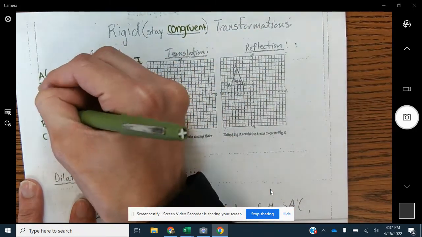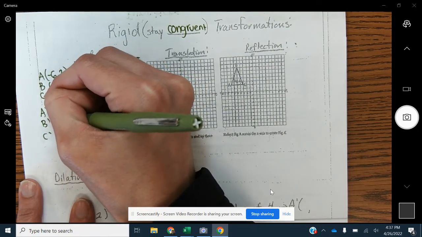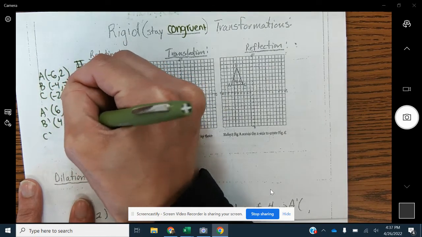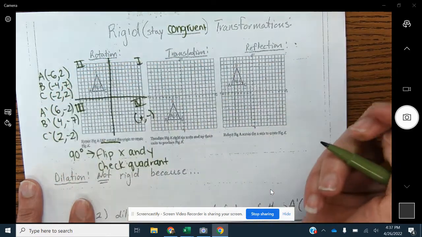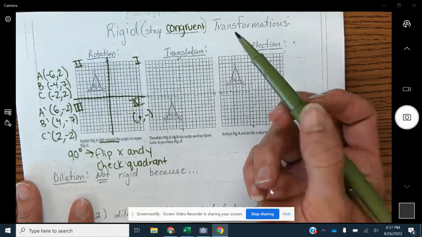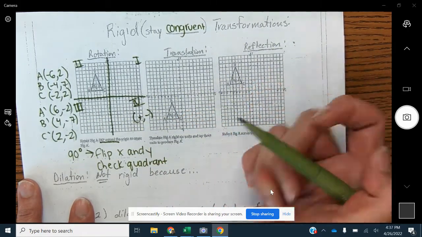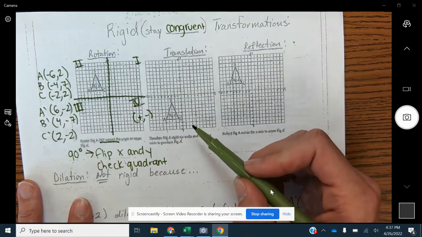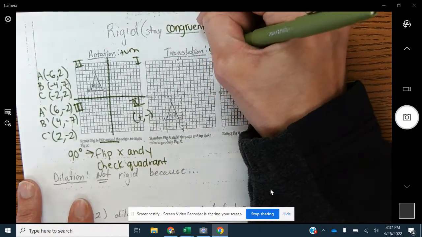So that means for A prime, we're going to get 6, -2. B prime is going to be 4, -7. And C prime is going to be 2, -2. Okay? And then we can graph that based on what we have there. For translation, that is just a slide. Okay, this is a turn. This is a slide.